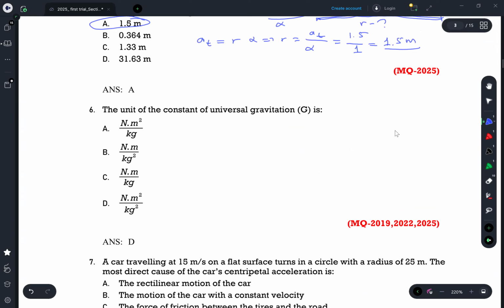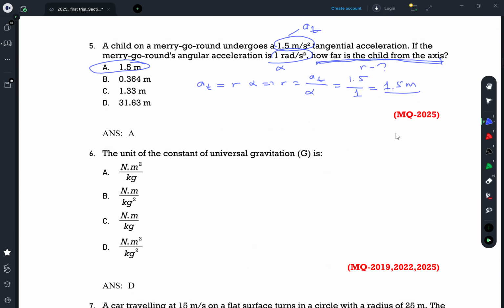Question number 6, previous last question. It is, I think, asked 2 times. This is the 3rd time. The unit of constant of universal gravitation, capital G, is. So we can use the FG equation to get the unit of G. FG is equal to capital G, mass 1 times mass 2 divided by R squared.